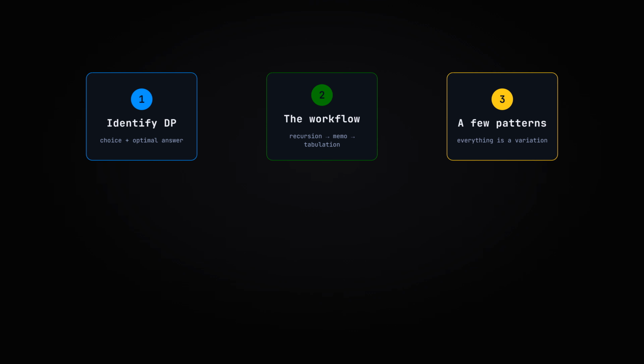Once you truly understand the parent problem, solving its variations becomes much easier because the underlying idea stays the same. So instead of memorizing dozens of isolated problems, we will master the core patterns first. So now you know 3 important things. First, how to identify a dynamic programming problem. Second, the correct workflow for solving one. Recursion, then memoization, then tabulation. And finally, you understand that most DP interview questions are simply variations of a small set of fundamental patterns.